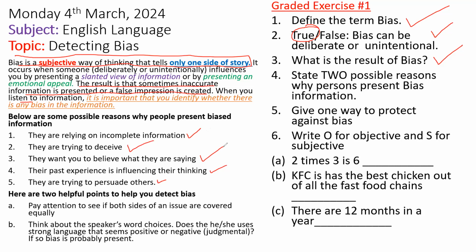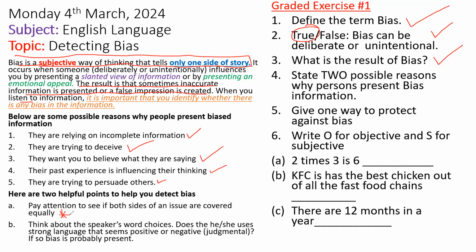Give one way to protect against bias. Pay attention to see if both sides of an issue are covered equally. Very good. And there's one other way. What's the next way? Think about the speaker's word choices. Yeah, think about the speaker's word choices.